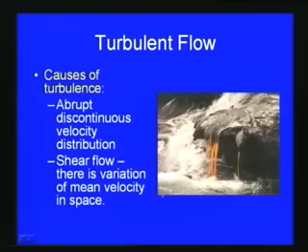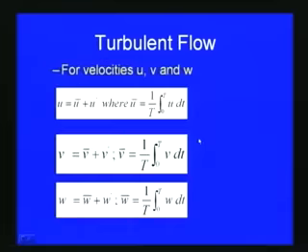And then another important reason or cause of turbulence is shear flow. Here you can see there is variation of mean velocity in space, and then shear flow takes place, and that can be another cause. So, these are two important causes of turbulence, and earlier we have seen 5 factors affect transition, and these are two important causes of turbulence.